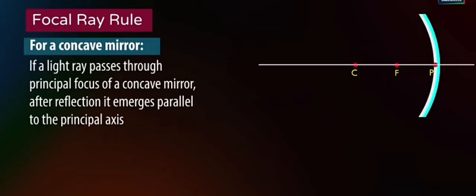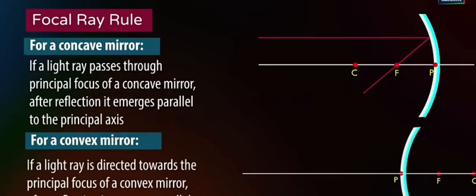Focal ray rule. For a concave mirror, if a light ray passes through the principal focus, after reflection, it emerges parallel to the principal axis. For a convex mirror, if a light ray is directed towards the principal focus, after reflection, it emerges parallel to the principal axis.